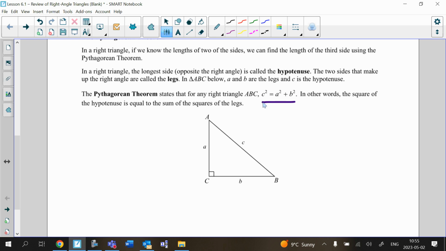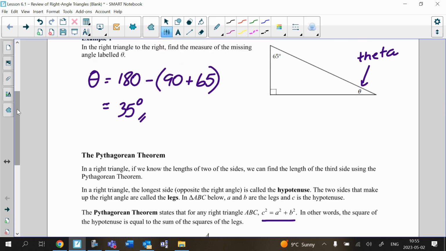Oh, did I make a mistake? No, you're right, it's 25. Sorry. Good catch. It should be 25 degrees.